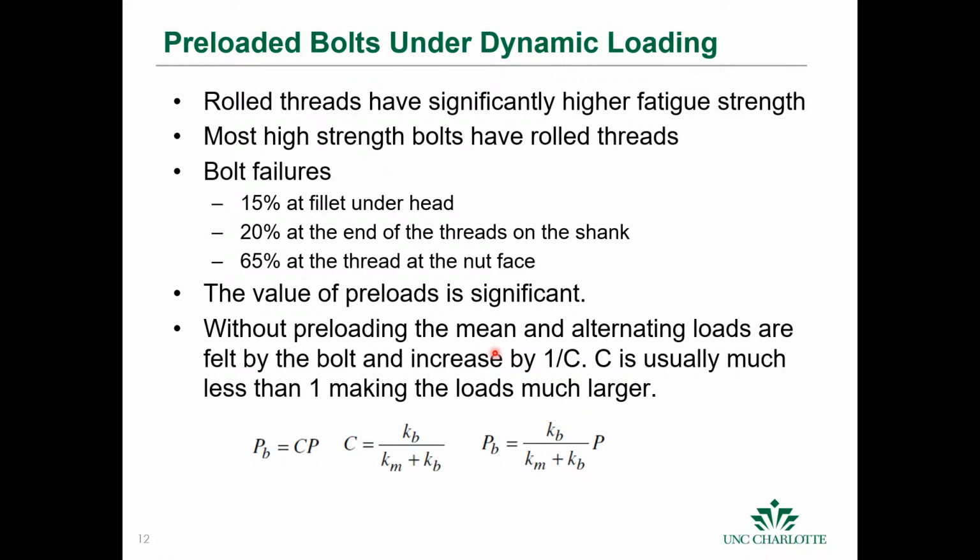Just for point of reference, when you get a bolt failure, about 15% of the failures are at that stress concentration at the fillet underneath the head of the bolt. 20% are at the end of the threads on the shank. Okay, and then about 65% are at the thread at the nut face. So if you have a bolt, this is actually correct, if you have the thread that runs all the way up to the nut face, about 65% of the failures of those are at that location.